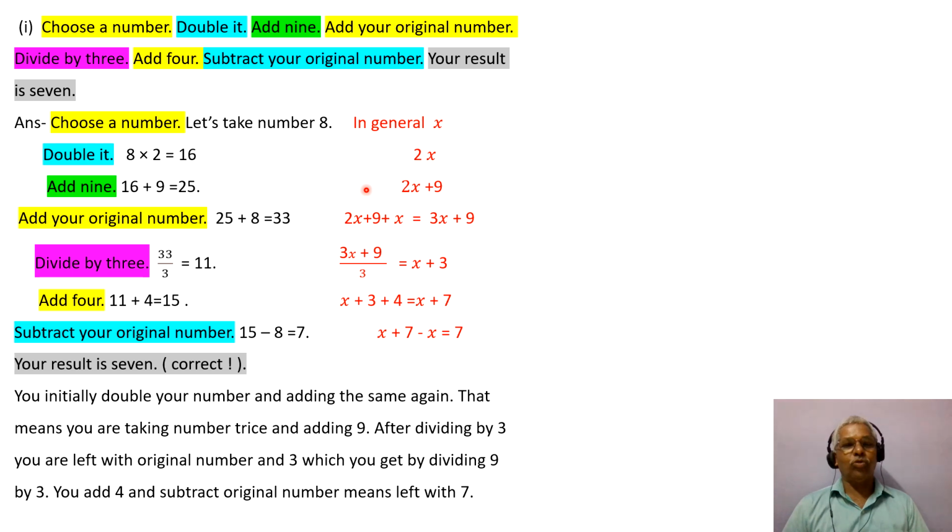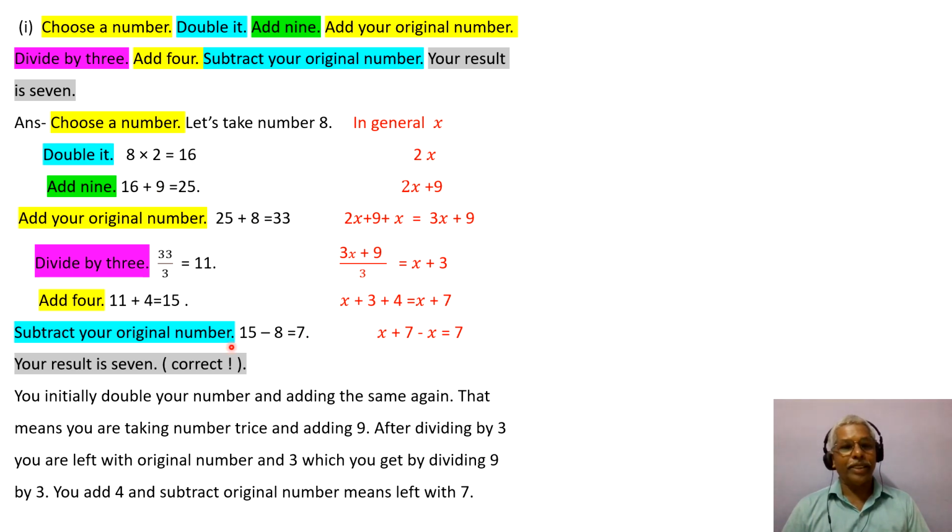Now these are some basic operations. You know what you have done. Simple operations. We have some explanation here. You initially double your number, and then you add the same number. You are doubling it and adding the same number, which means you are taking this number 3 times. In between, just to confuse, you are adding 9. That means you are taking the number thrice and adding 9.